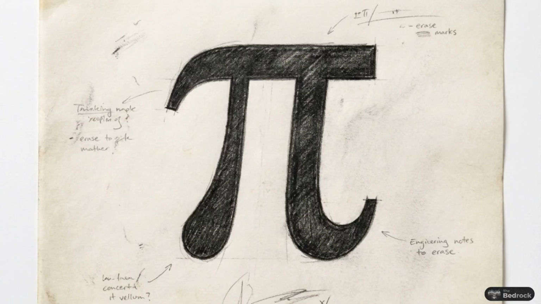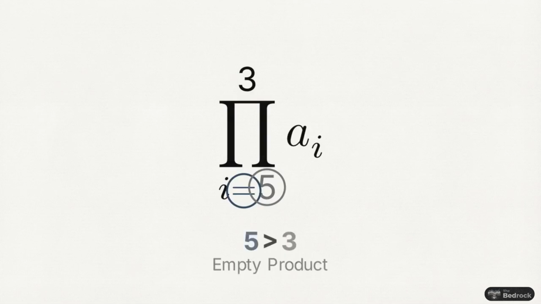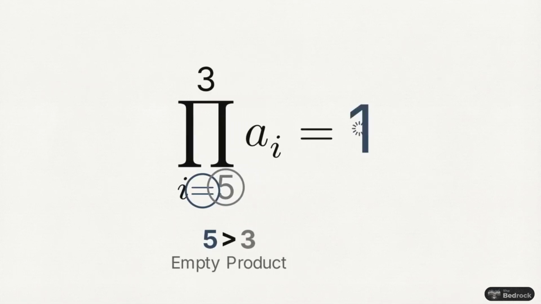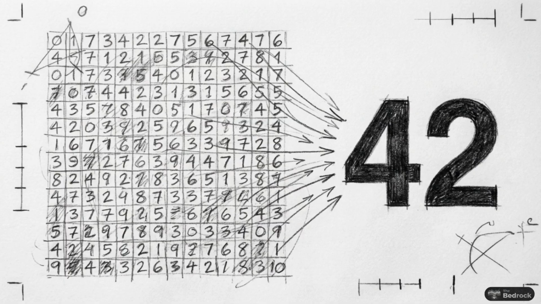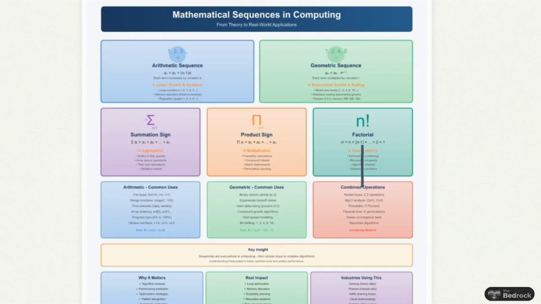There is a specific algorithmic edge case for pi known as the empty product. If the lower bound m is strictly greater than the upper bound n, the product resolves to 1. This rule prevents cascading zero multiplication errors from wiping out calculations in code. While standard sequences build the raw data structures, sigma and pi act as the computational engines, reducing massive data streams into singular, actionable metrics.